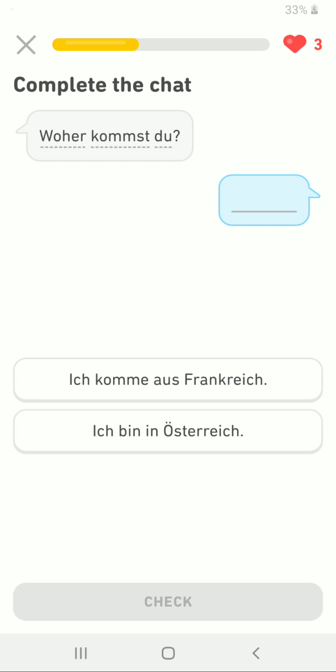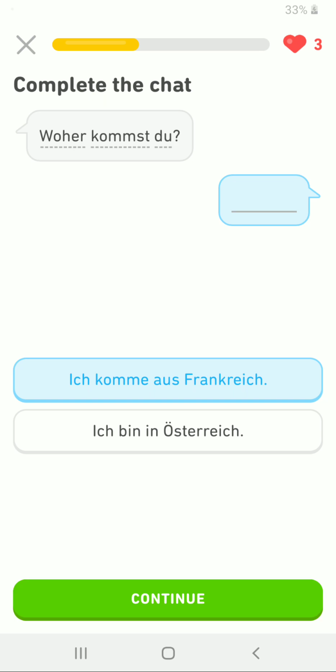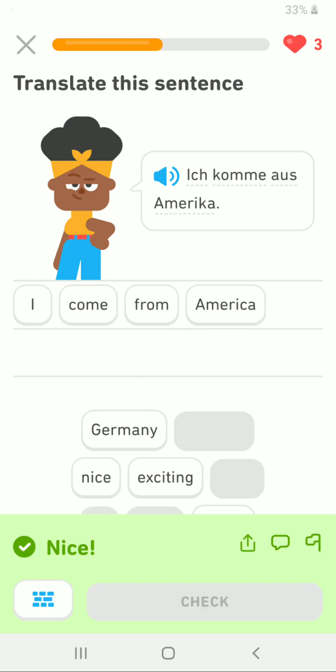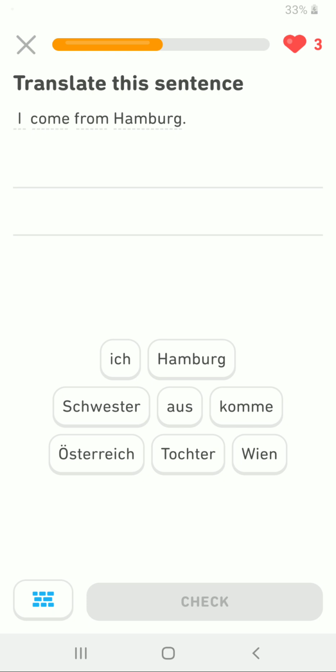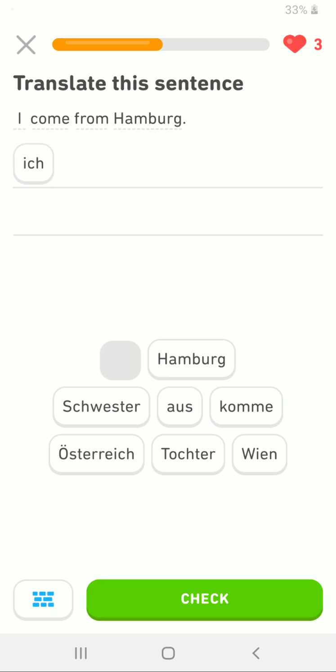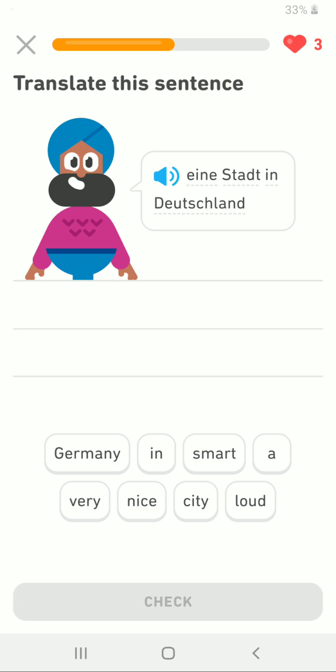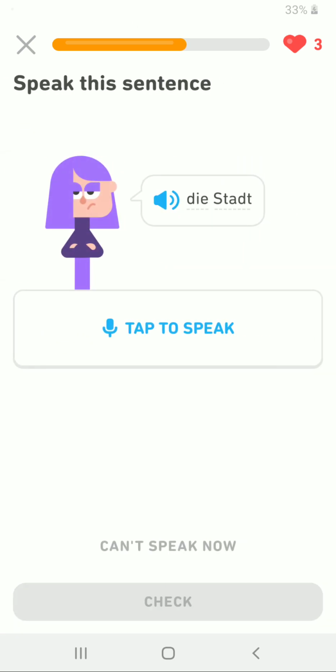Woher kommst du? Ich komme aus Frankreich. Ich komme aus Amerika. I come from America. And I come from Hamburg. Ich komme aus Hamburg. Hamburg, eine Stadt in Deutschland. So a city in Germany. Eine Stadt. Die Stadt.